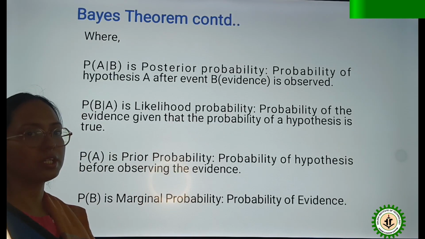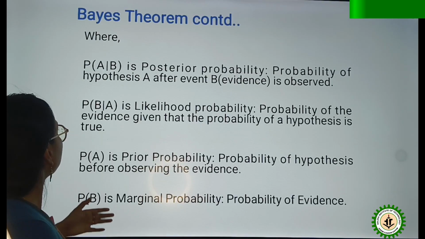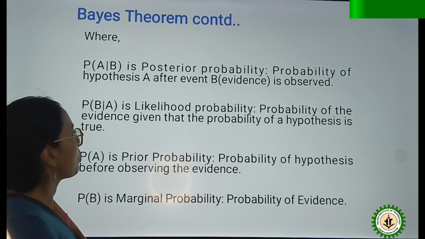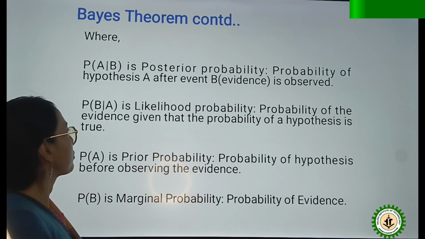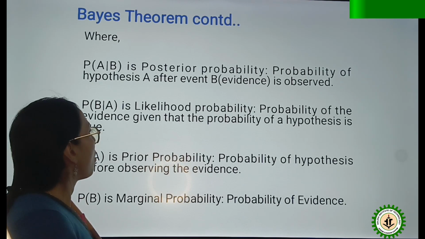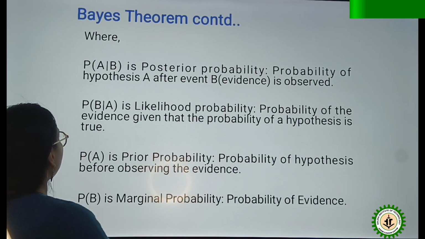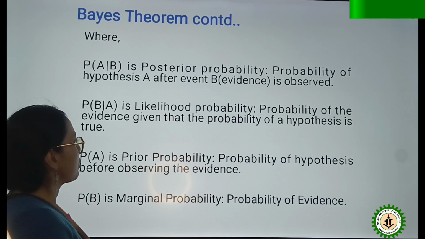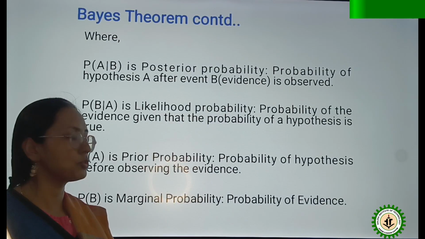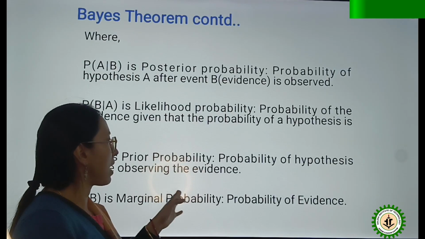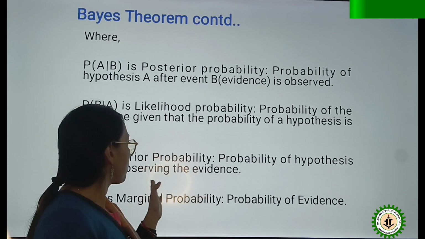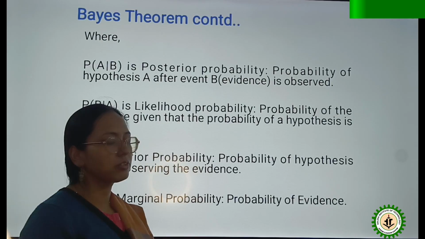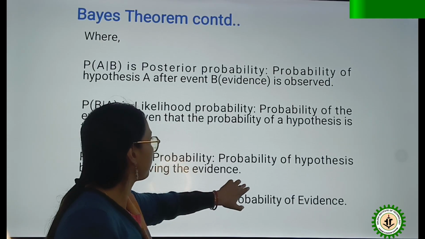So what do those individual terms mean in terms of the machine learning model? P of A given B is the posterior probability, and it is the probability of the hypothesis A after the event B or the evidence has been observed or occurred. P of B given A is also called the likelihood probability, and it is the probability of the evidence given that the hypothesis is true. P of A is also called the prior probability, the probability of the hypothesis before observing the evidence, and P of B is also called the marginal probability, which is the probability of the evidence.